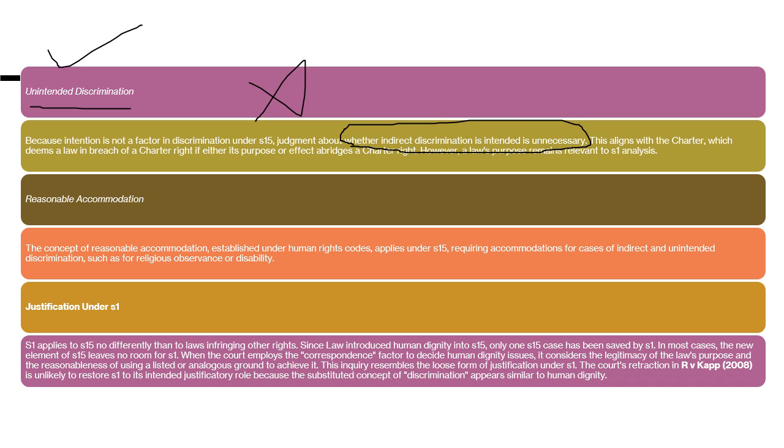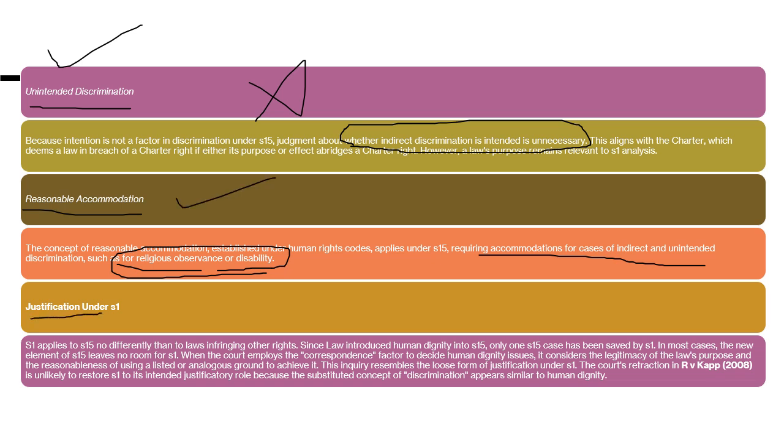Then reasonable accommodation. The concept of reasonable accommodation established under the Human Rights Code applies under section 15, requiring accommodation for cases of indirect and unintended discrimination. Like for religious observation, for disability, there are cases that ask for reasonable accommodation. Like for disabled people, as I told you, you cannot ask for a similar kind of accommodation if you are a healthy person as that of a disabled person. They might need a reasonable, proper, different kind of accommodation, and this is a justified equality right.